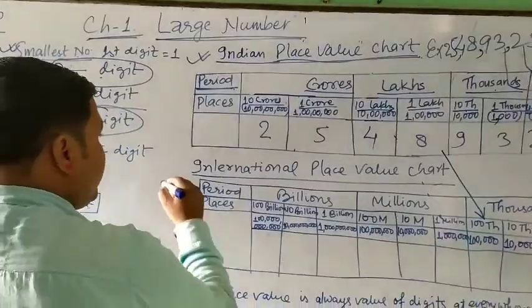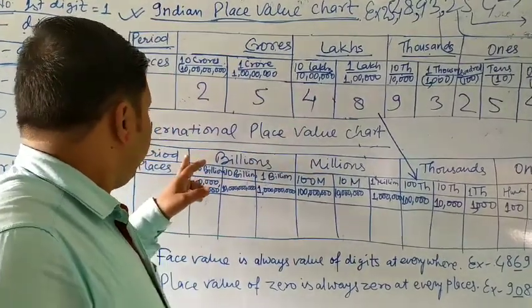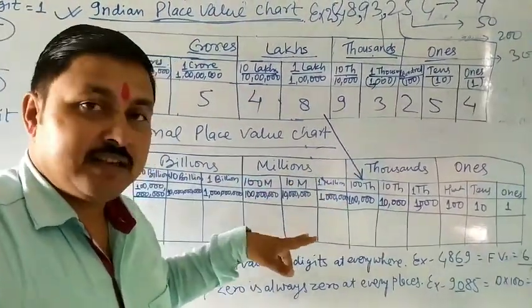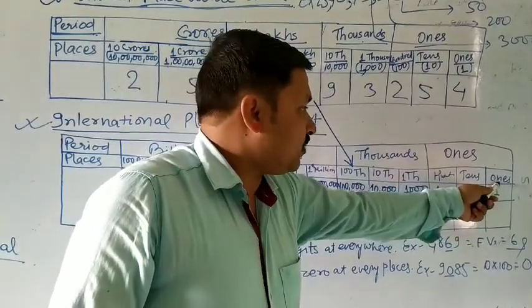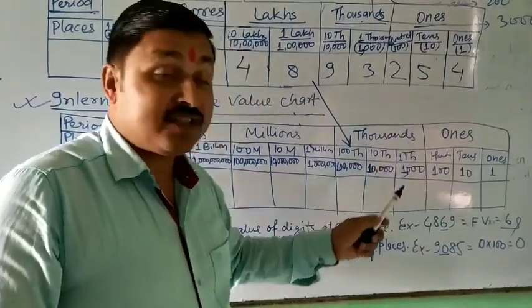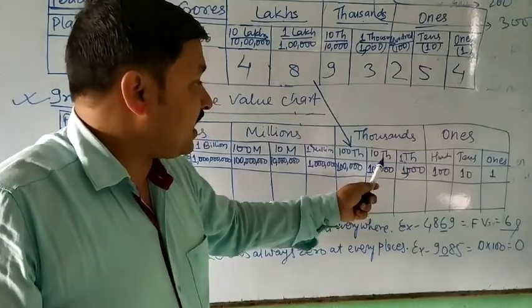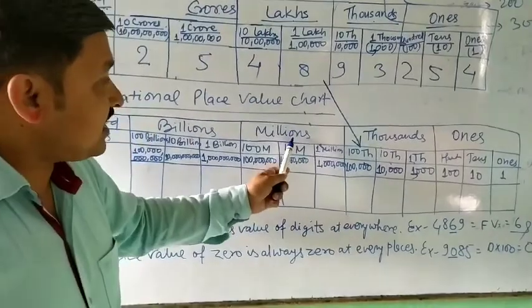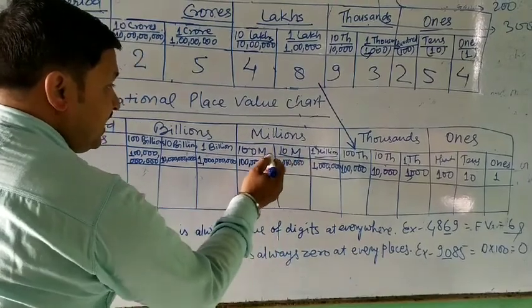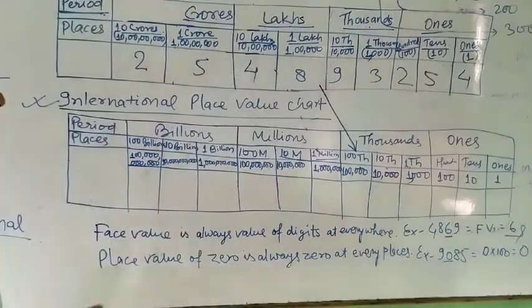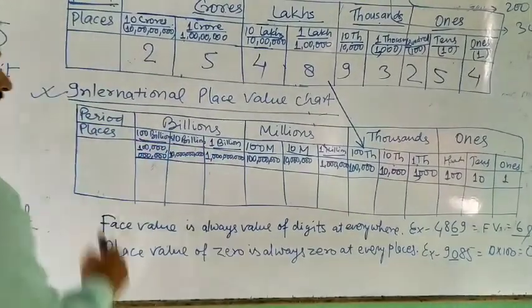In the international place value chart, there are 4 periods. The first period is ones, and ones is divided into 3 places, that is ones, tens and hundreds. Thousands is also divided into 3 places, 1000, 10,000 and 100,000. Millions is also divided into 3 places, 1 million, 10 million and 100 million. And billions is also divided into 3 parts, 1 billion, 10 billion and 100 billion.